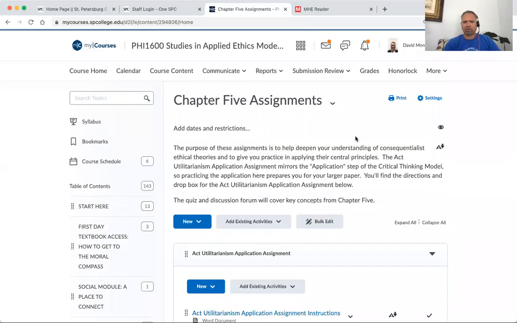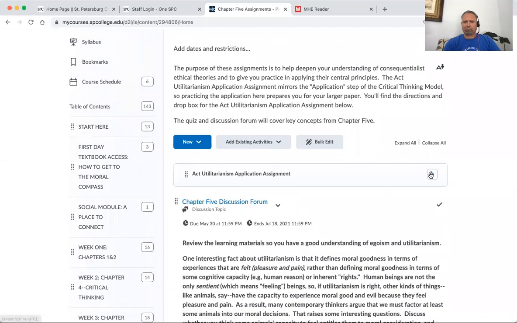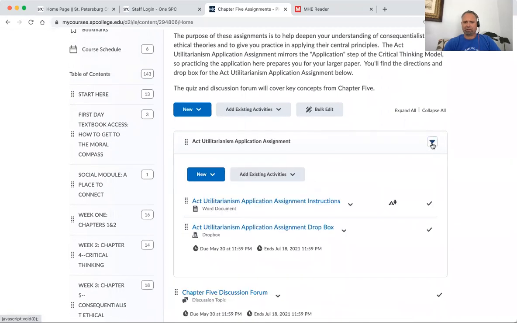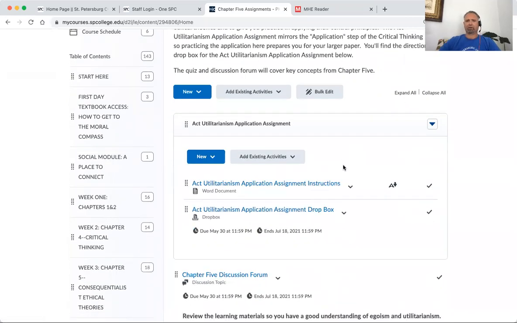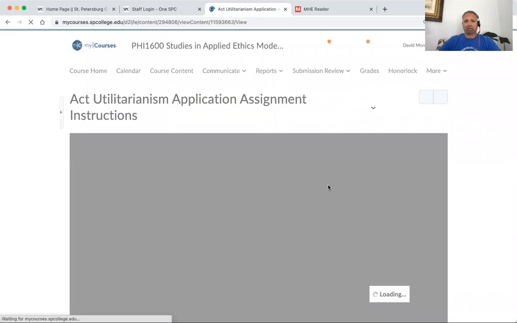So to find the stuff you need for the ACT Utilitarianism assignment, go to the module 5, the chapter 5 assignments in the course content area. I'm sharing my screen here. If you scroll down, the first little subfolder you'll see will be the ACT Utilitarian Application Assignment. In that little area, you'll find the instructions and the drop box where you submit the paper when you're finished. Just like with the Identification and Analysis assignment, click in here and you'll find the document itself.